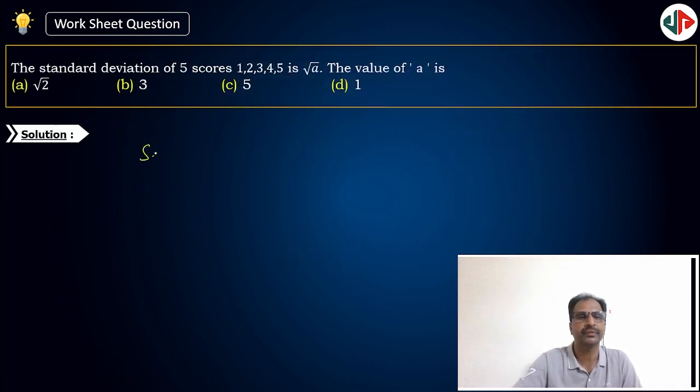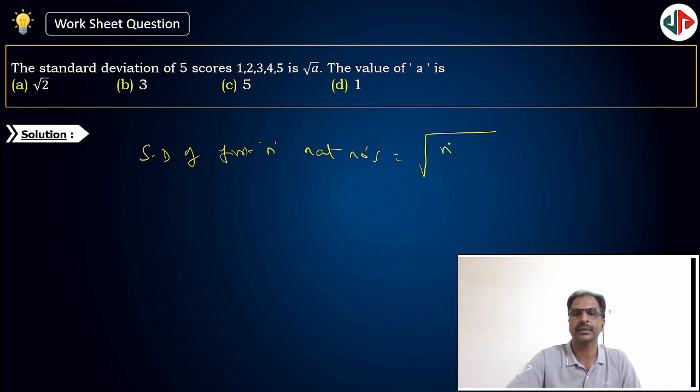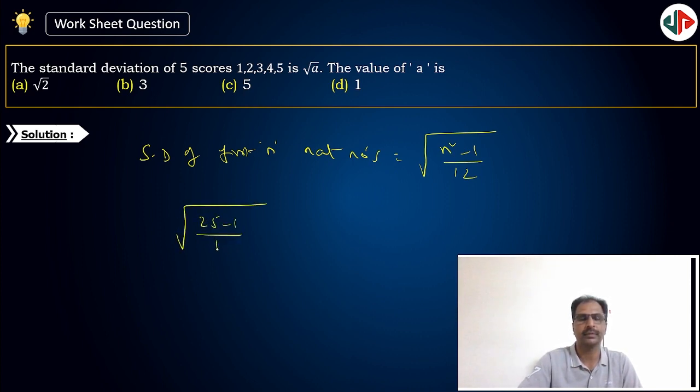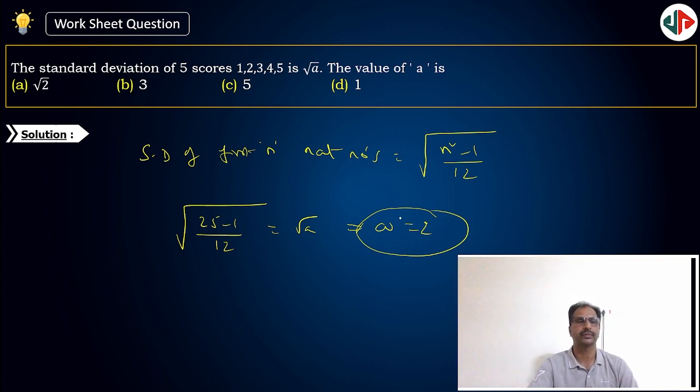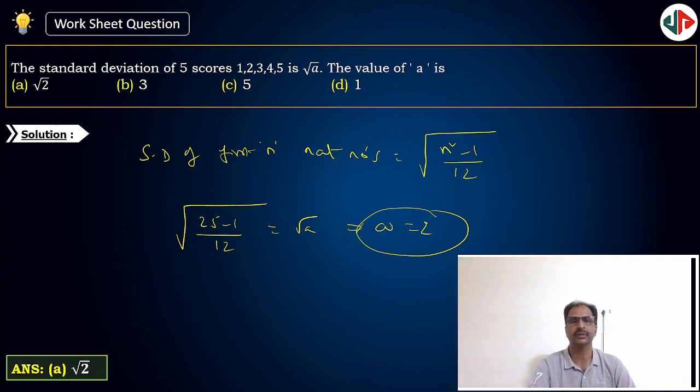Standard deviation of first n natural numbers is under root n square minus 1 by 12. Now these are the first 5 natural numbers, so n is equal to 5. This standard deviation is given as root a. So what is the value of a? 2. Option A, without root. Root 2 is wrong. A value is 2.